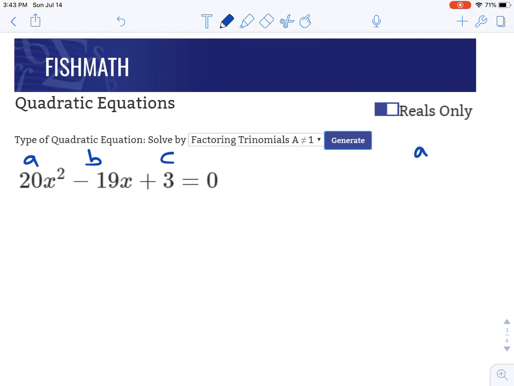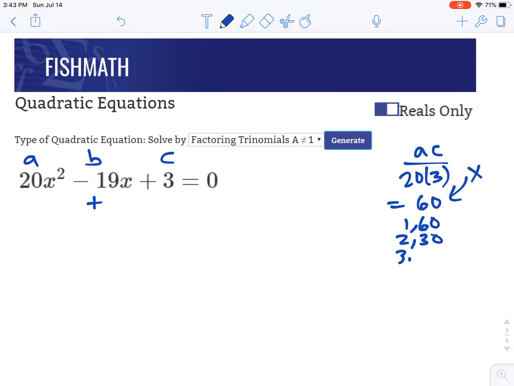What we have to do first is find the product of a and c. So a times c would be 20 times 3, which is 60. And we kind of use this as our new c. We want to find two numbers that multiply to this, but they add to our b, the negative 19. So we've got to think of numbers that multiply to 60. So 1 and 60, 2 and 30, 3 and 20.